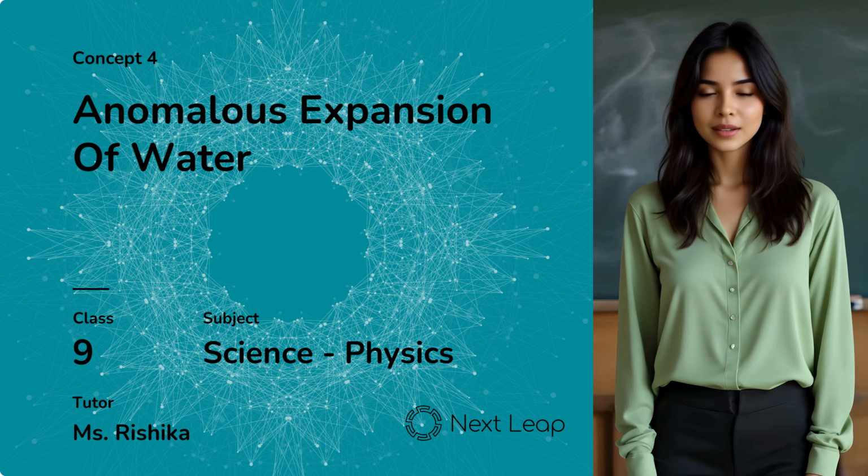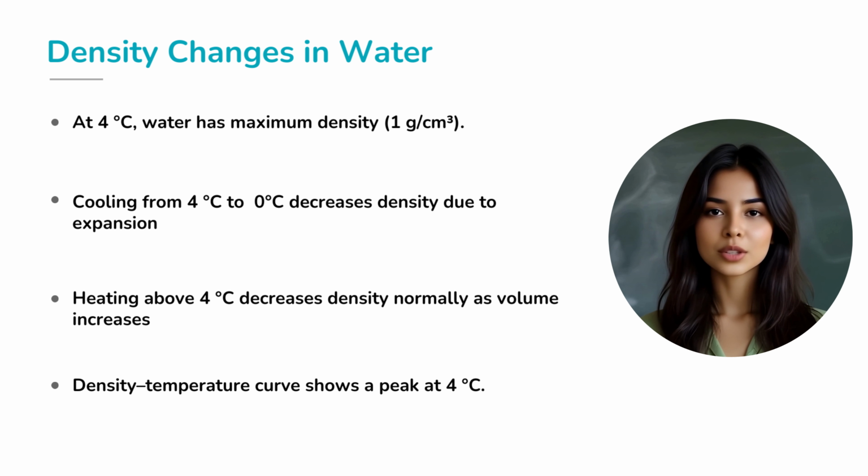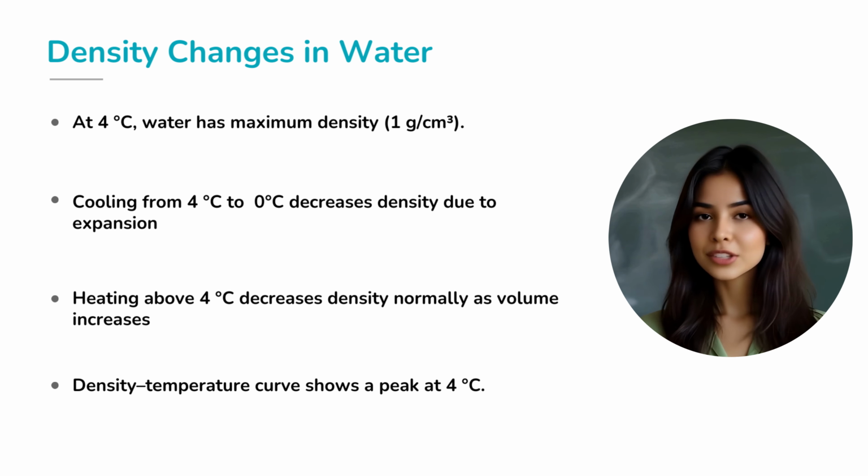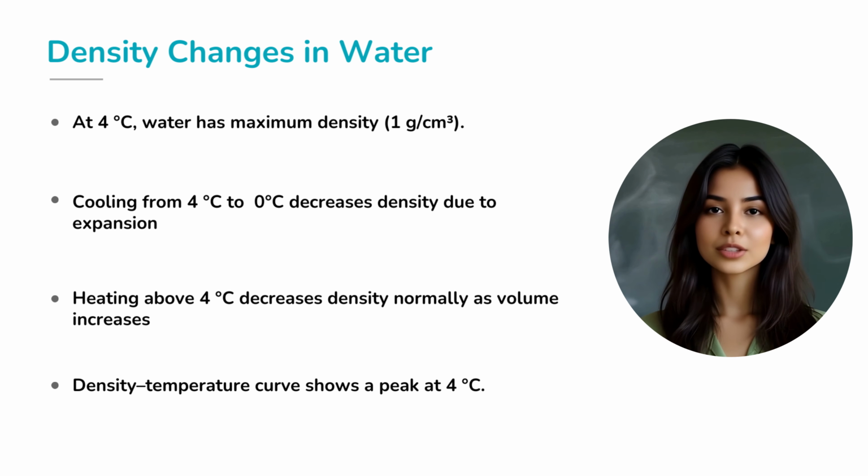At 4 degrees Celsius, water reaches its maximum density, 1 gram per cubic centimeter. But as you cool it further from 4 down to 0, the density actually decreases because the volume increases. Above 4 degrees, it behaves normally. Heating causes expansion, density decreases. As you can see in the diagram, the density versus temperature graph peaks at 4 degrees and then dips towards 0. That's why ice floats. It's less dense than liquid water.